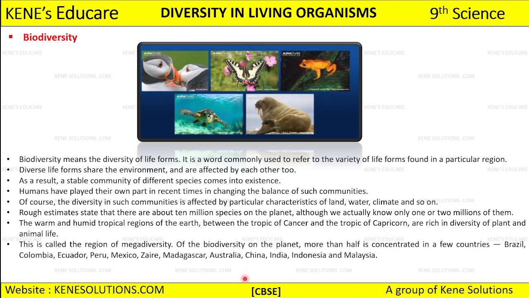Mega means huge, and diversity means huge variation. The region where you can find huge diversity with respect to plants and animals, we call that a region of mega biodiversity or mega diversity. Biodiversity means, bio means living and diversity means variation. So the living variation existing on earth, the different kinds of diverse life forms that exist on our earth, we call that biodiversity.